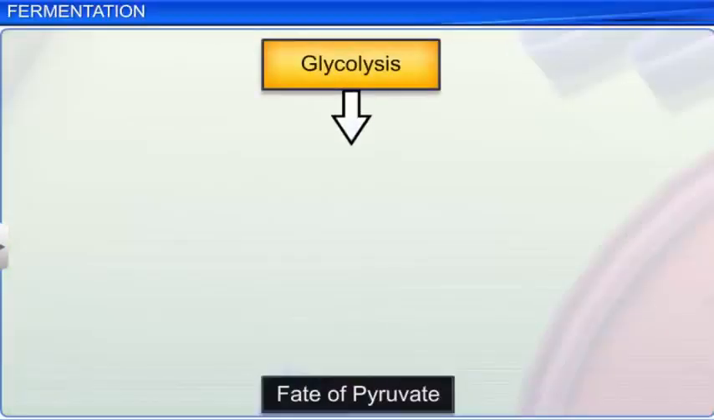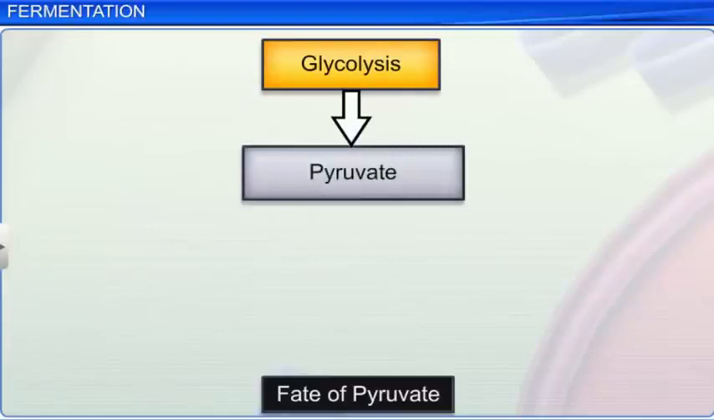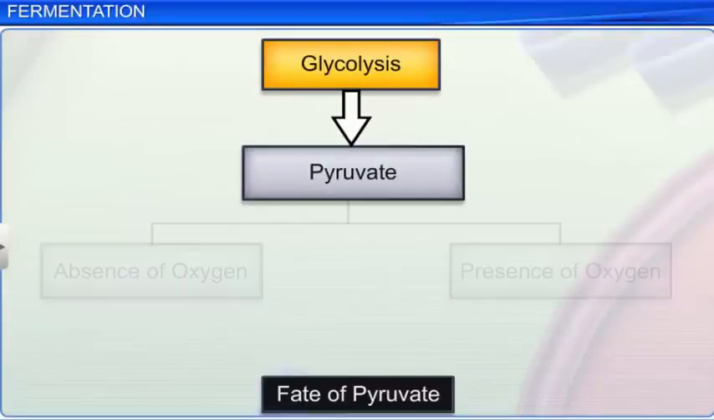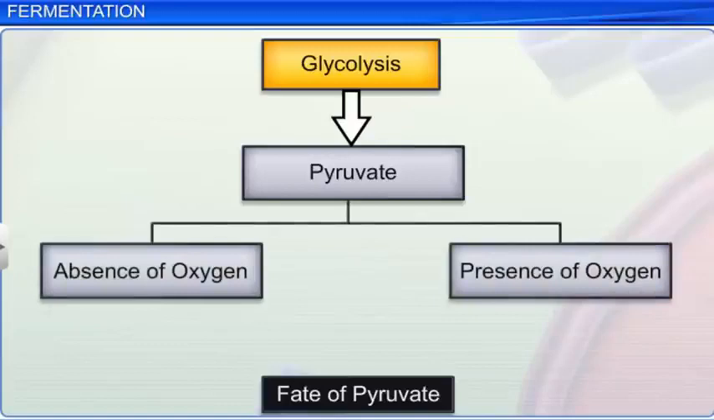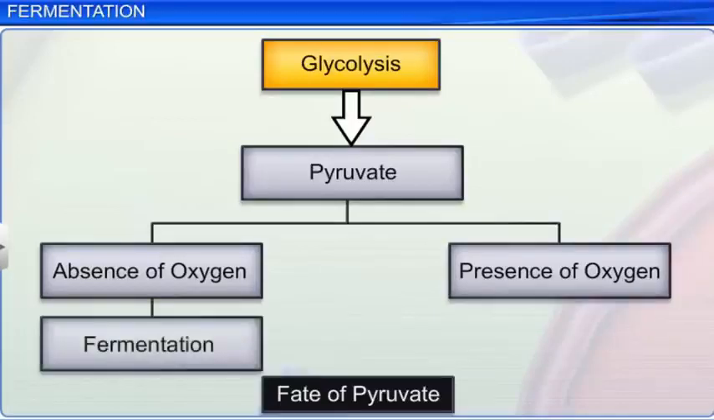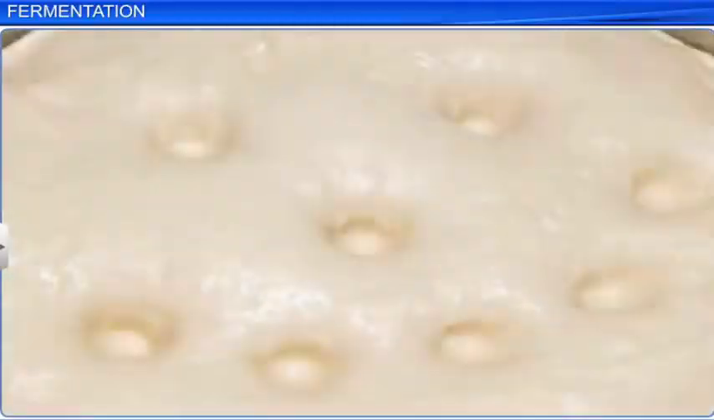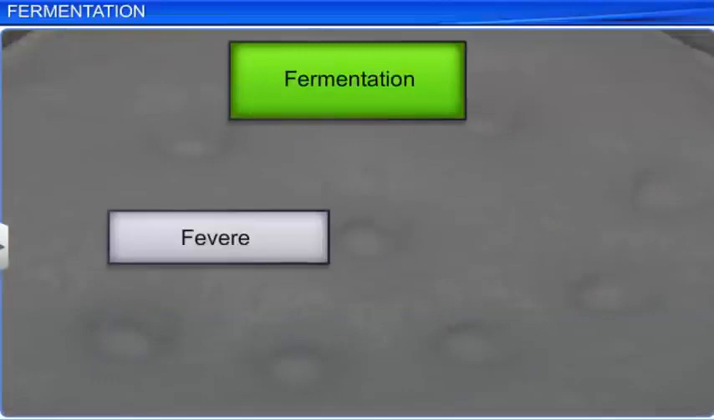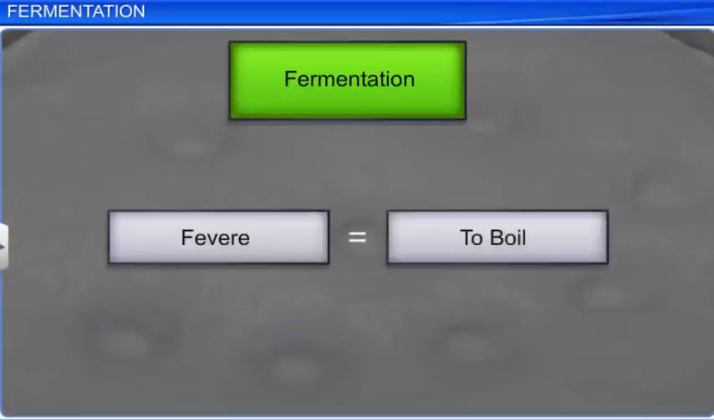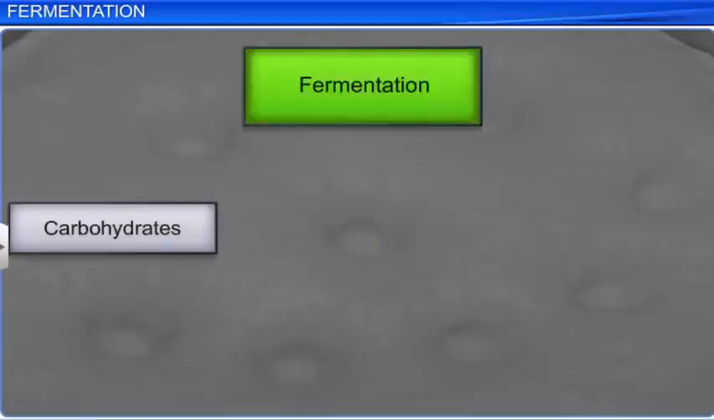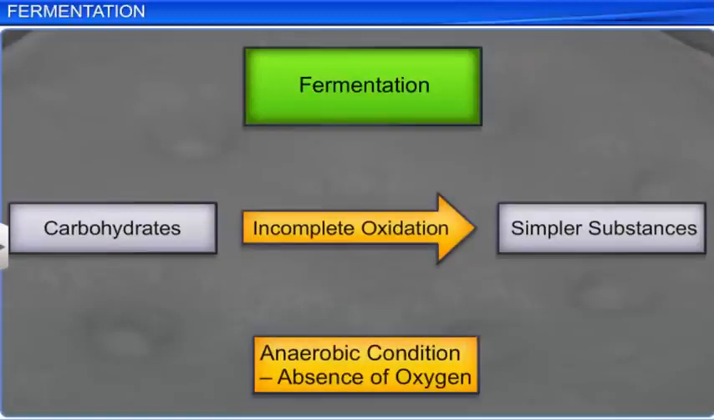In a plant cell, glycolysis leads to the formation of pyruvic acid or pyruvate. Further, it is broken down based on the availability of oxygen. In the absence of oxygen, the cell undergoes fermentation. The term fermentation is derived from the Latin word fervere, which means to boil. In it, complex substances like carbohydrates undergo incomplete oxidation.